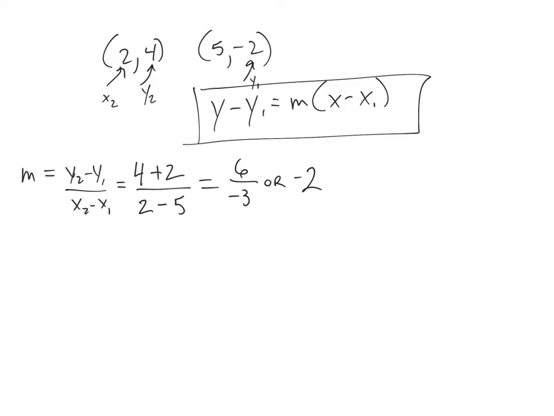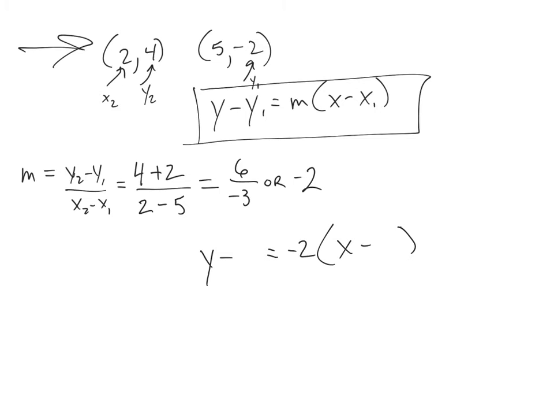So now I can pick y minus something is equal to my slope, which is -2, times x minus something. Okay, and what is the y? It doesn't matter which one of these 2 points I use. You would get the same thing if you simplified it.